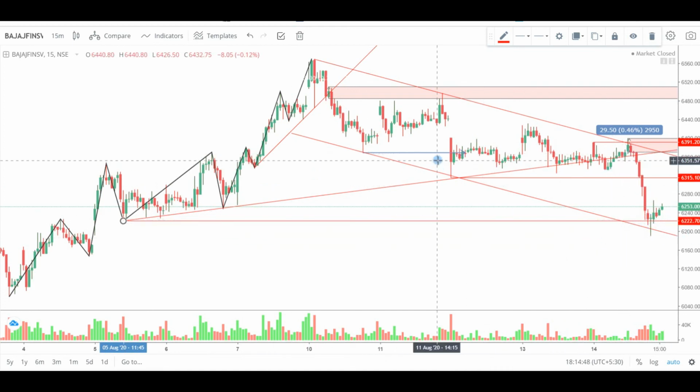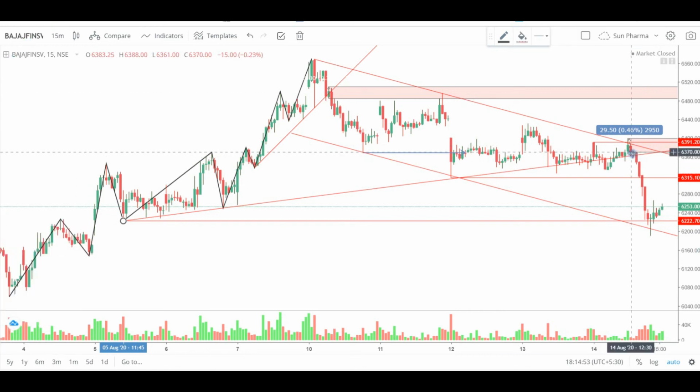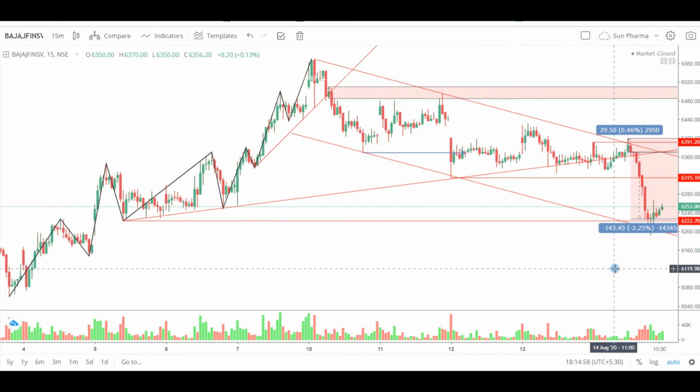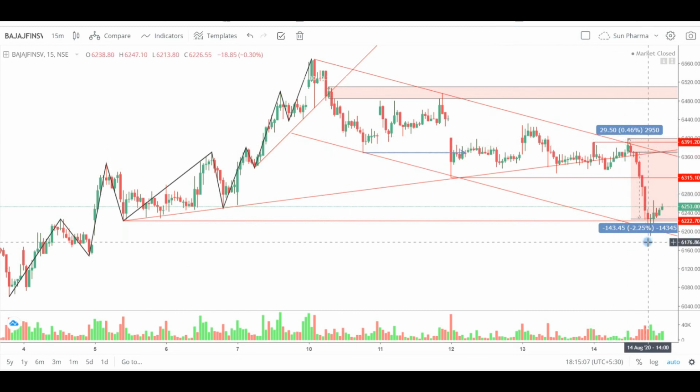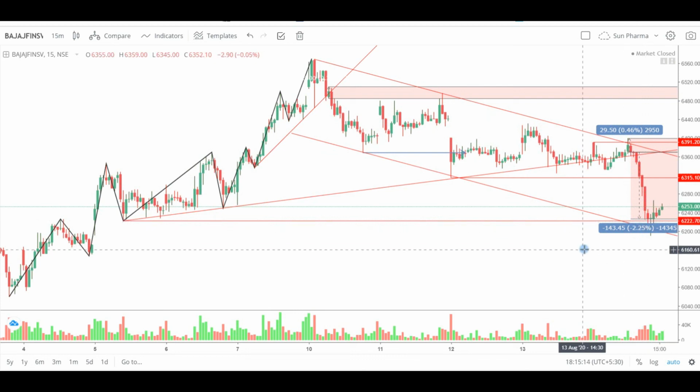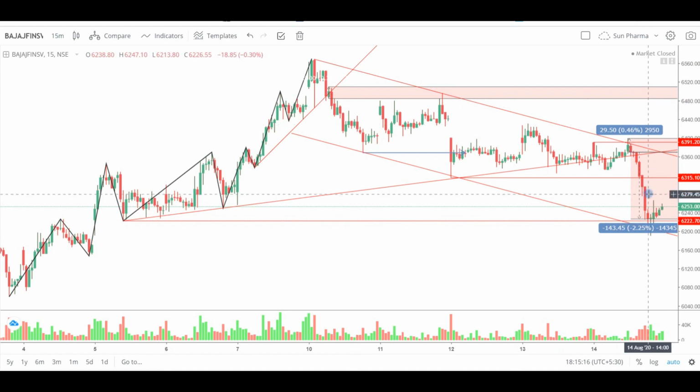From this point to this point it was a good down move, almost 143 points. With a stop loss of 30 points, there was a possible target of 145 points, which comes to around 1:5. This would have been an excellent trade with a very nice risk to reward intraday.